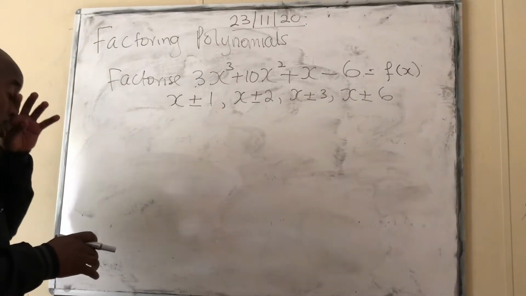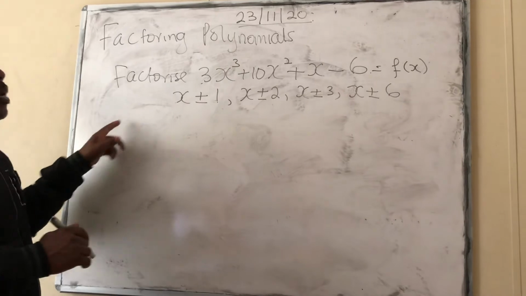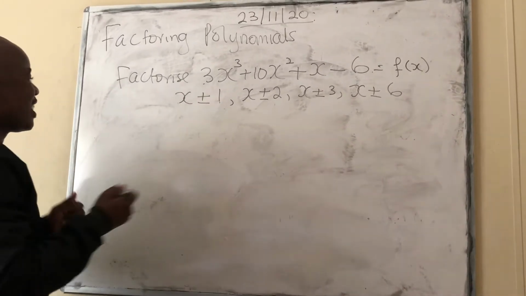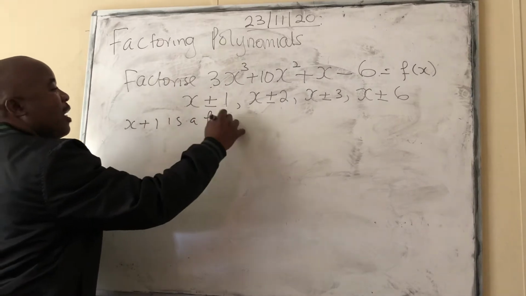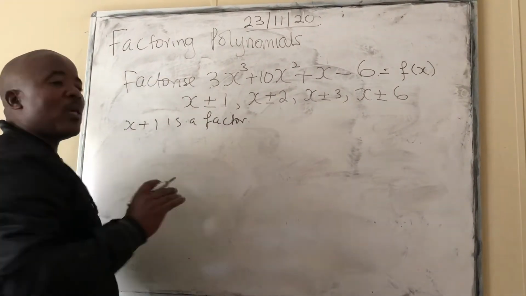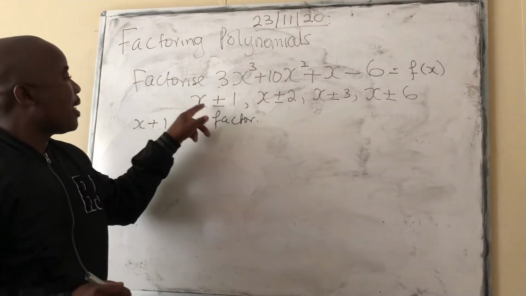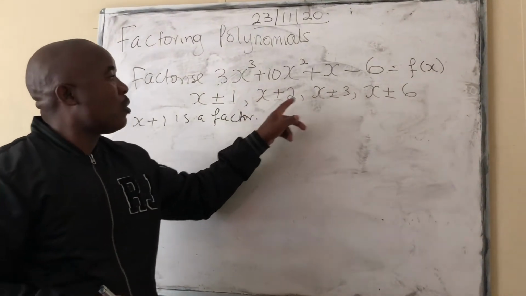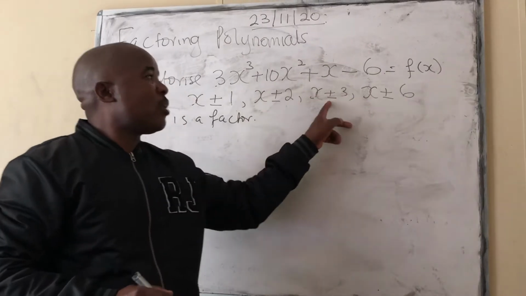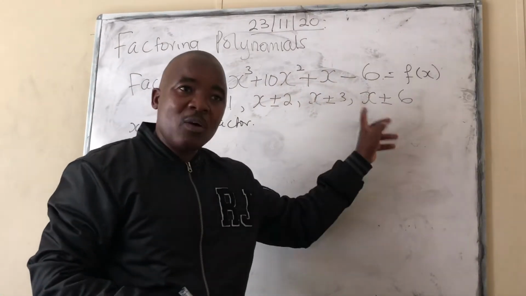So let us continue, my students. We have established that x plus 1 is a factor. Now the question is, what happens to x minus 1? What happens to x plus 2? What happens to x minus 2? What happens to x plus 3? What happens to x minus 3? What happens to x plus 6? What happens to x minus 1?